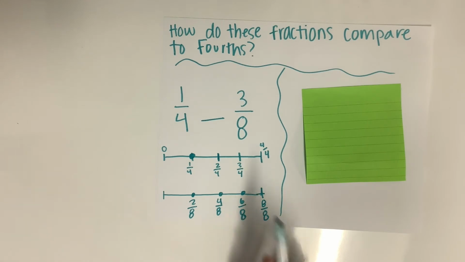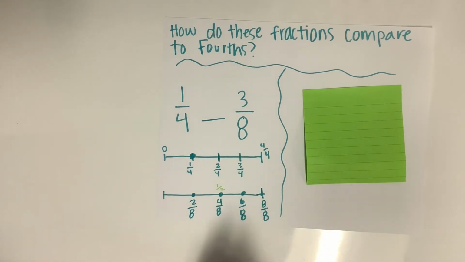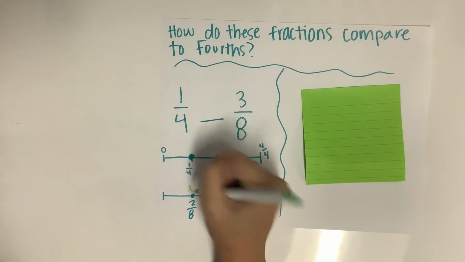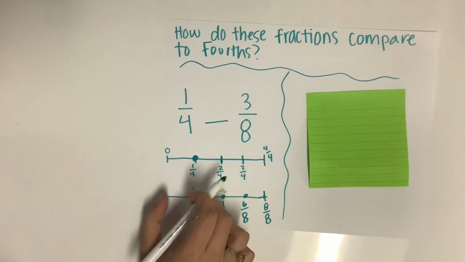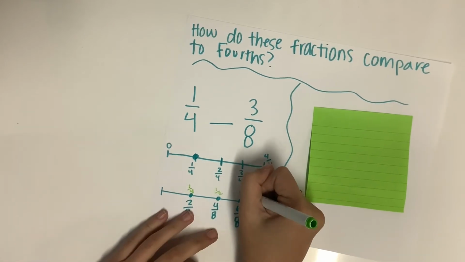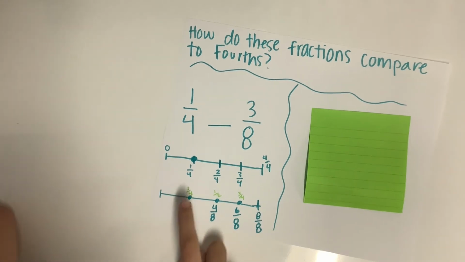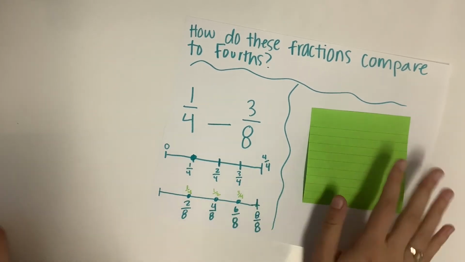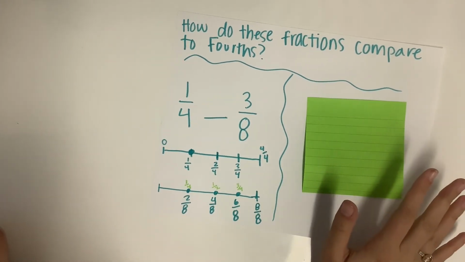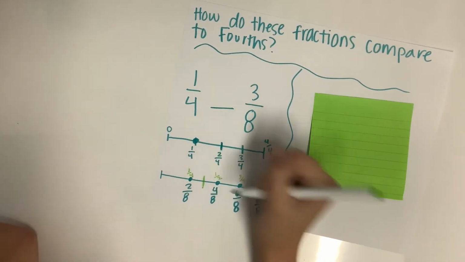So I noticed that 4/8 is equal to 1/2. Now, 2/8 must be 1/4, right? Because I broke this into 4 equal pieces. So 1/4, 2/4, 3/4, 4/4. And I know that 2/8 must be equal to 1/4 then. Okay. So the number I have is 3/8, which is like right here.